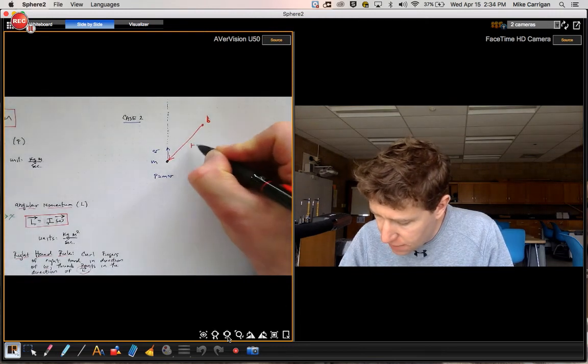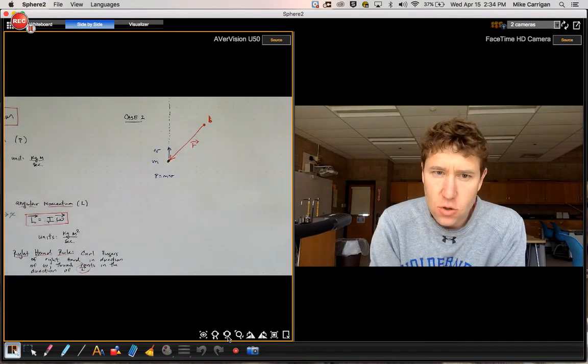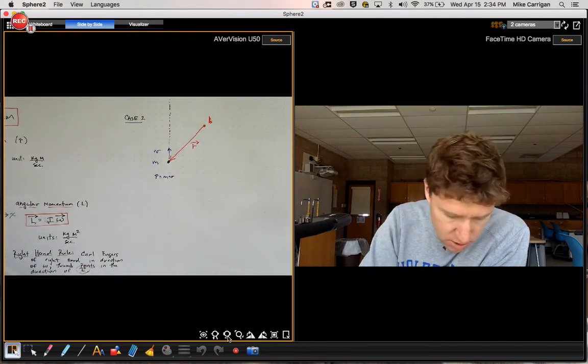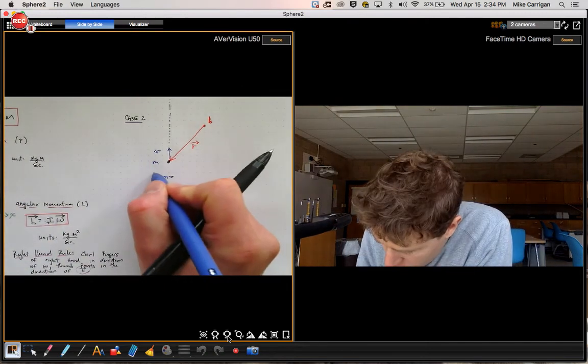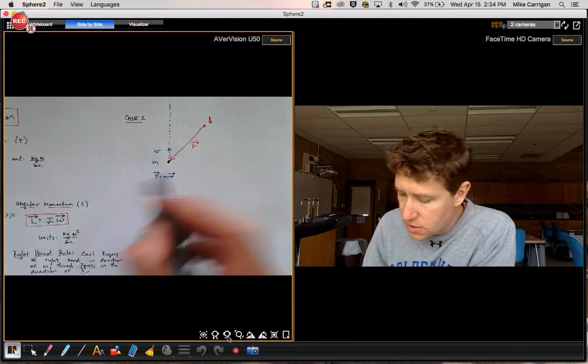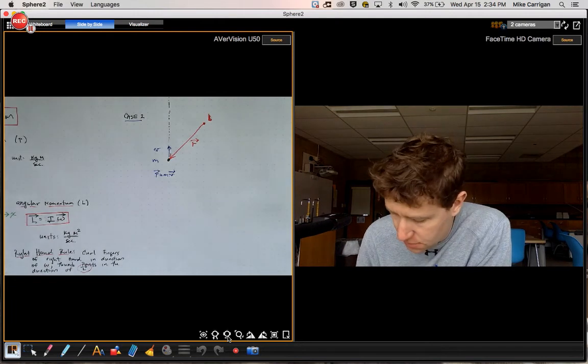This now is a vector R. And so what I can say is, all right, great, we've got this linear momentum, but I could also define an angular momentum relative to this point simply by multiplying by R. Now, unfortunately, it's not quite that simple.